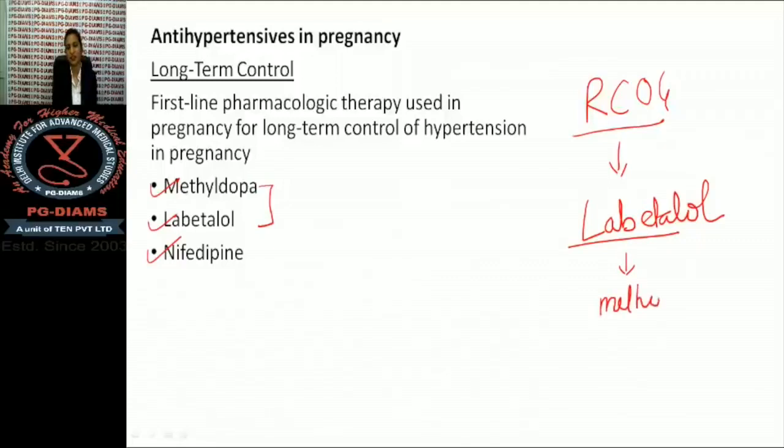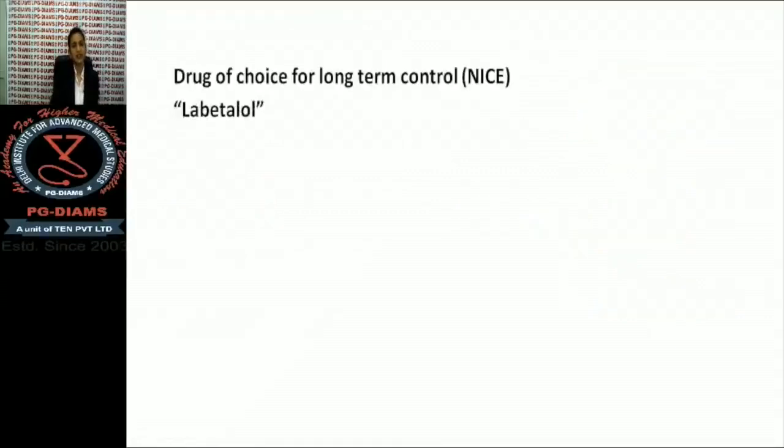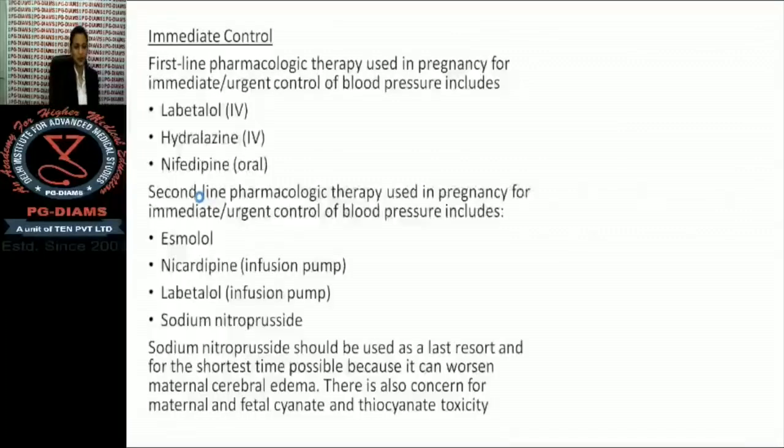If there is any contraindication to labetalol, then you will use methyldopa. Otherwise, your drug of choice is labetalol according to RCOG. So these are the drugs for long-term control. Drug of choice for long-term control according to NICE and RCOG is labetalol. For immediate control of hypertensive crisis, you can use IV labetalol, hydralazine or oral nifedipine.